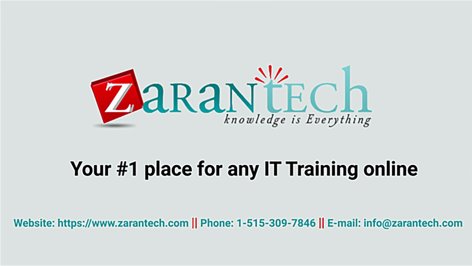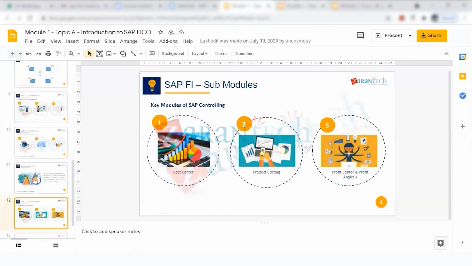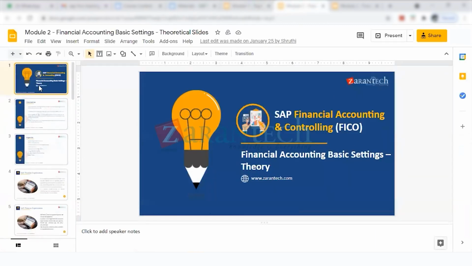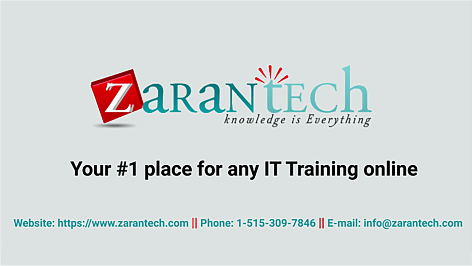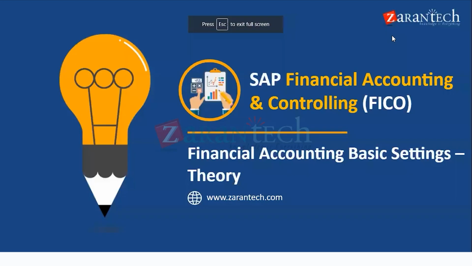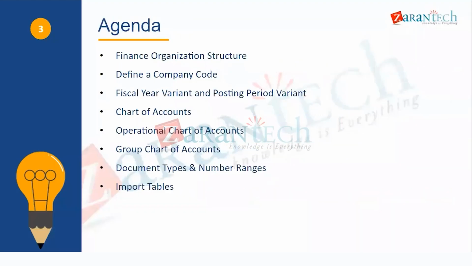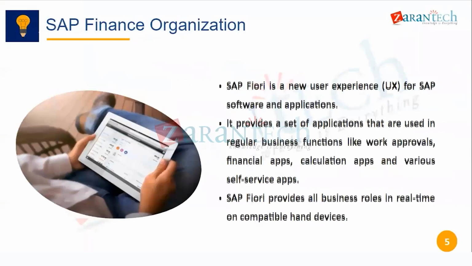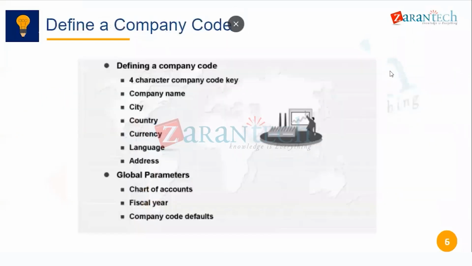Let's get started with the first topic, the basic theory for financial accounting. When you see any annual statements, they are generated for some entity, correct? So what is the minimum organization structure required for an organization? This is known as the company code.